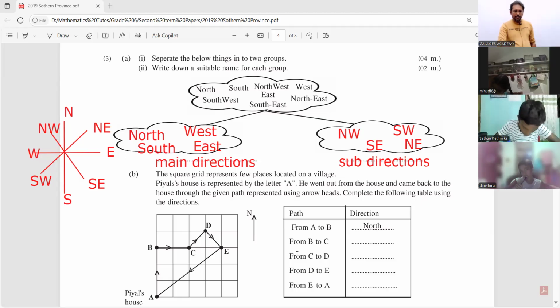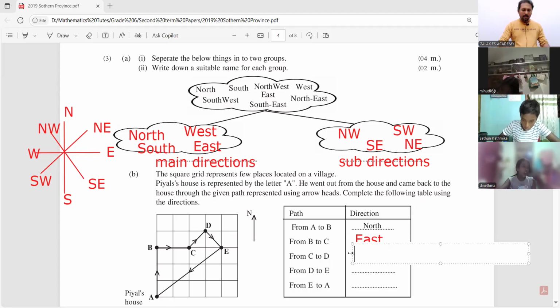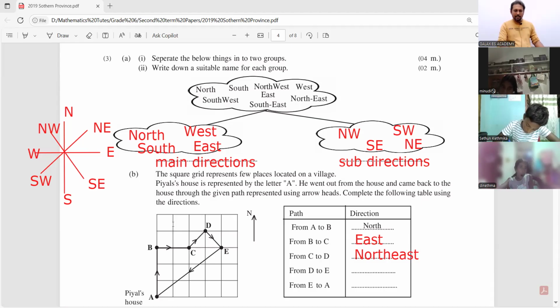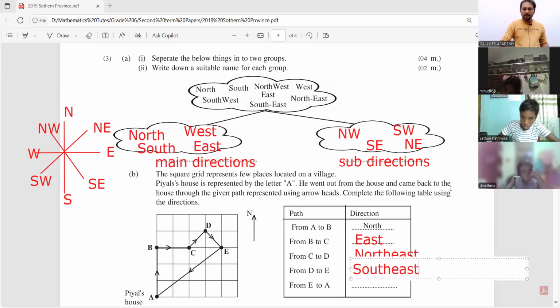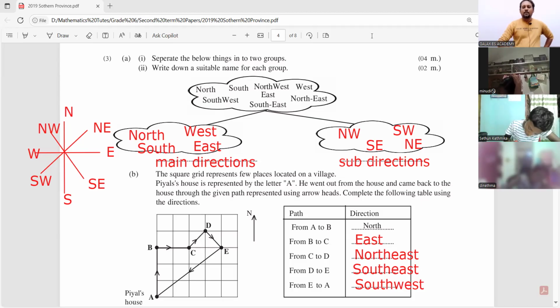From B to C, this direction, east. From C to D, C to D mean this direction, no? What is this direction? Northeast. From D to E, D to E mean this direction. This direction is southeast. Then finally, from E to A. E to A mean this direction. It is southwest. Right, they are the answers for simple B.